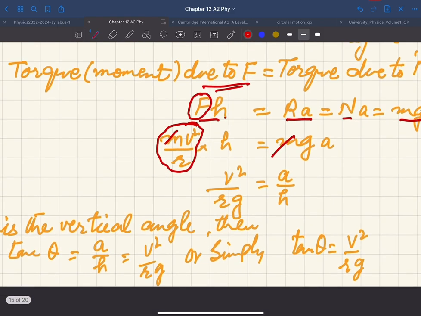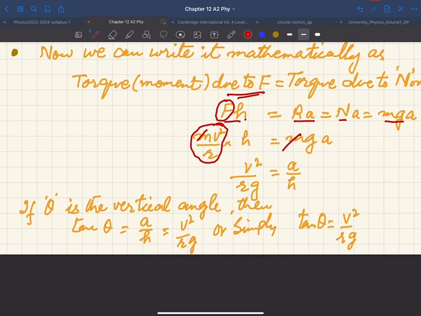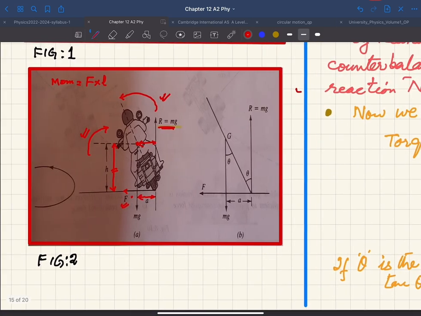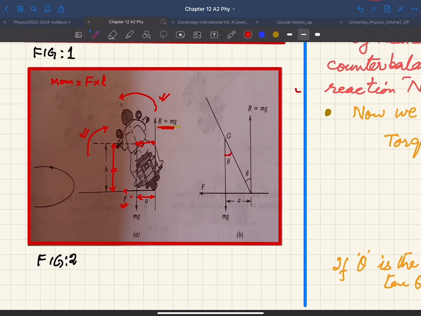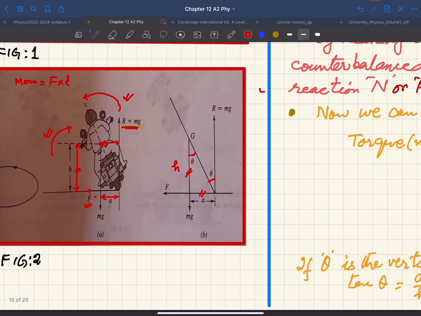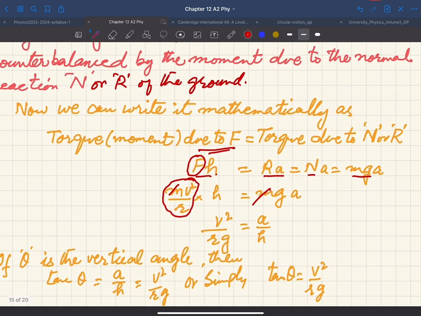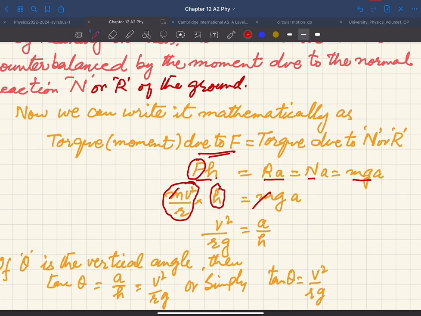Now if you make a little different calculation, you can see what is happening here: you are making an angle theta, which is the angle over here as well. And if you consider this side and this height h, what will be the situation? A over h, yani you have taken this h on the other side, and g you have taken on the left side and h to the right side. So a divided by h is equal to v square divided by rg.